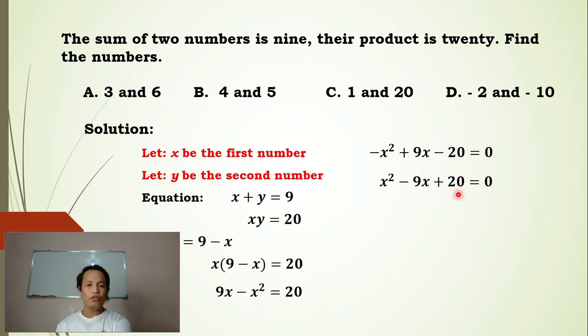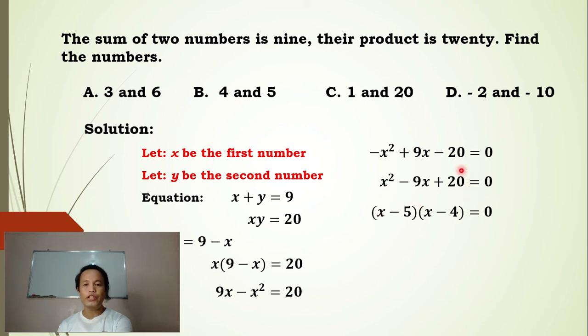So what we need to do is to factor the left side of the equation, this trinomial, x squared minus 9x plus 20 equals 0. The factors of this trinomial shall be x minus 5 times x minus 4. So we factor out x squared. We have here the x and the x. We multiply x times x, that is x squared.